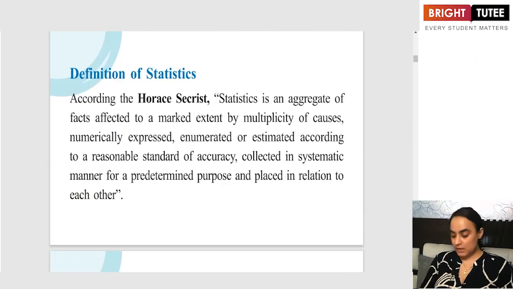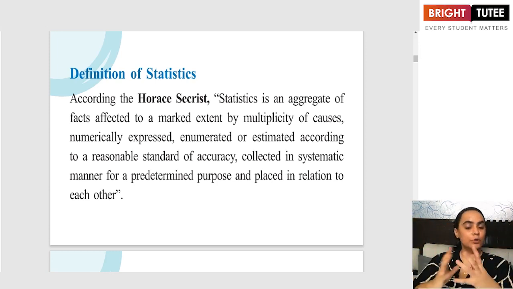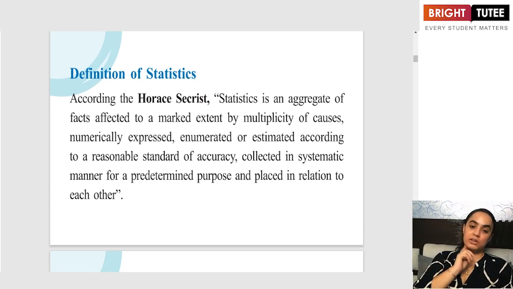Let us now discuss a few definitions of statistics. So according to Horace Secrist, statistics is that process with the help of which the aggregate of facts, the sum total of the facts, are used in order to reach the cause of something. They are expressed in a numerical manner.